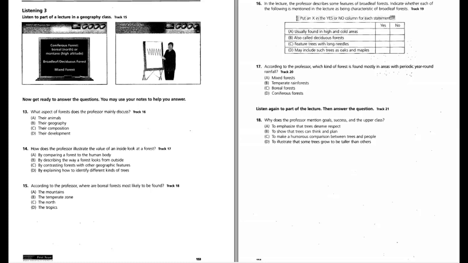Now get ready to answer the questions. You may use your notes to help you answer. Number 13. What aspect of forests does the professor mainly discuss? Number 14. How does the professor illustrate the value of an inside look at a forest? Number 15. According to the professor, where are boreal forests most likely to be found?